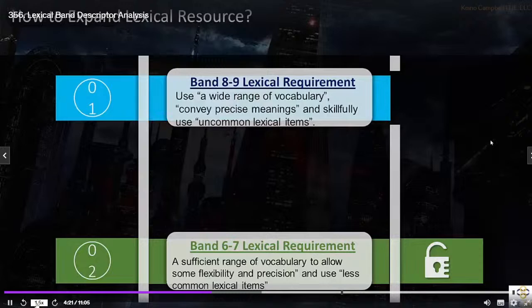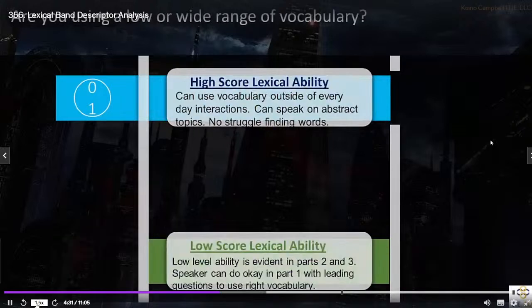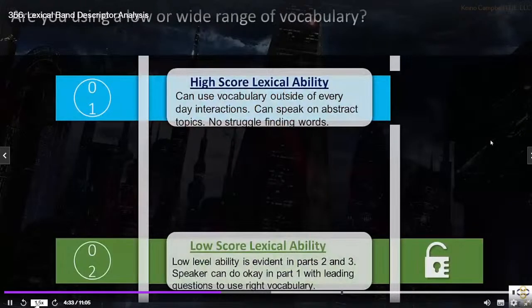All right. Now, are you using a low or wide range? When you talk about a high band score, are you really using vocabulary that's outside of everyday interactions? Can you speak and talk about abstract topics? Low-level students, this ability is really evident in parts 2 and 3. Most people can get by in part number 1 because it's really straightforward questions. But low-level lexical ability really reveals itself in parts 2 and 3. That's why I've told you, part number 2 is really what's that's the mark.